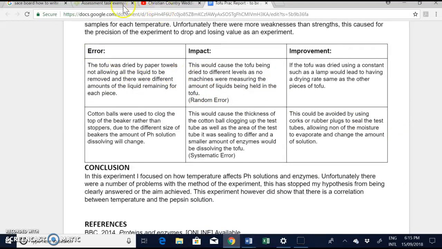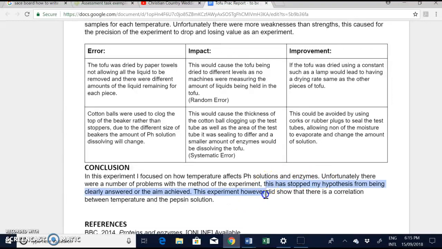It was actually pretty much the same as the first error though, just said in a different way. Okay, so we've talked about their strengths and weaknesses. They've talked about improvements, which is cool. Now the conclusion. Write a statement in relation to your aim and hypothesis. Supports, refutes, or inconclusive. Does it?